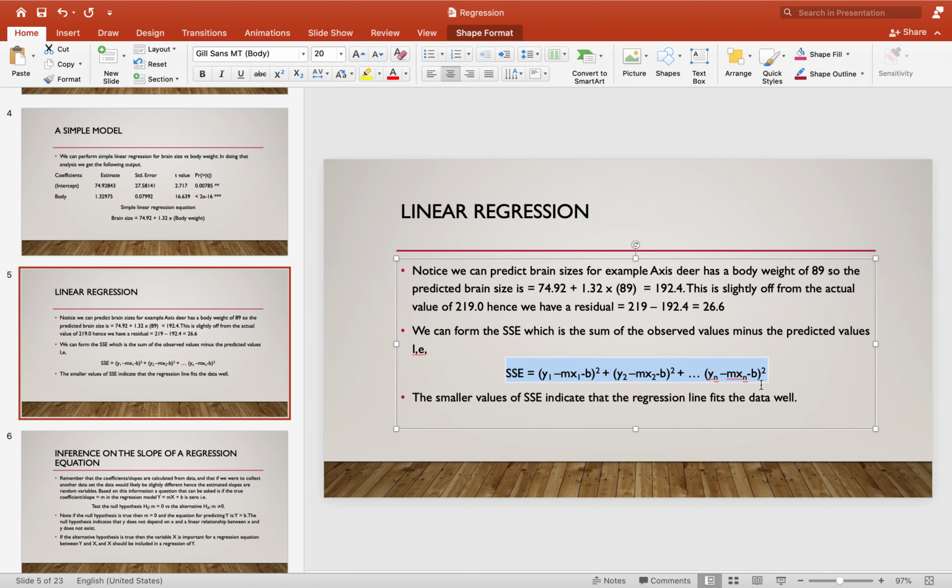One reason we're interested in this is because the smaller the value of SSE is a better indication that the regression line fits the data. After all, if SSE was 0, that would indicate that we perfectly estimate every single value. Okay. Now, perfection typically isn't possible, but the closer you are, the better. So the closer you are to 0, the smaller your sum of the squares of the error is, the better.